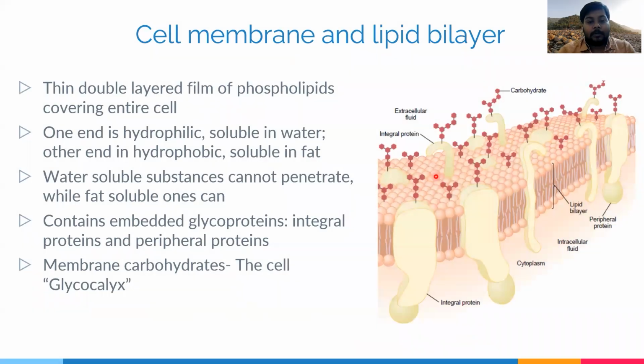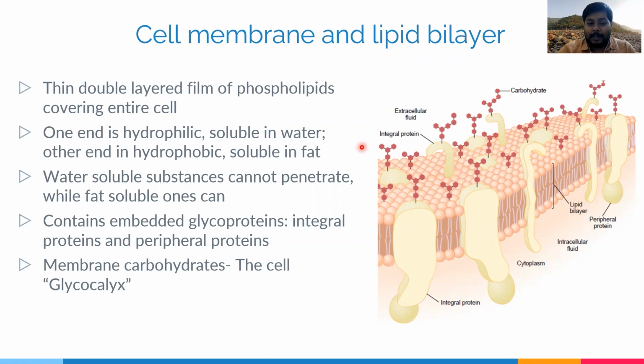Next, we move on to various structures of the cell and discuss them in brief, and also discuss their functions as well. So first off, we have the cell membrane. The cell membrane is a thin double-layered film of phospholipids that cover the entire cell. The cell membrane, which envelopes the entire cell, is a thin, pliable, elastic structure only 7.5 to 10 nanometers thick.